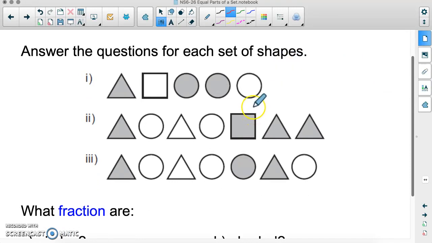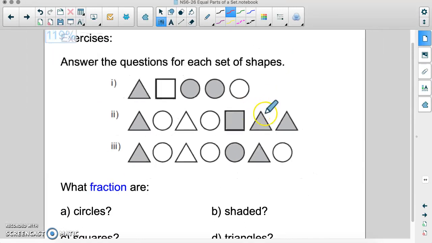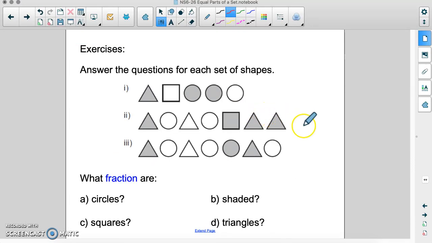Now on your whiteboard, here is a set of pictures, and I want you to answer what the fraction is for the questions above. So I'm going to zoom out on this so you can see the full screen while you're on your whiteboard. Once you have come up with all of these fractions for picture 1, picture 2, and picture 3, resume your screencast.